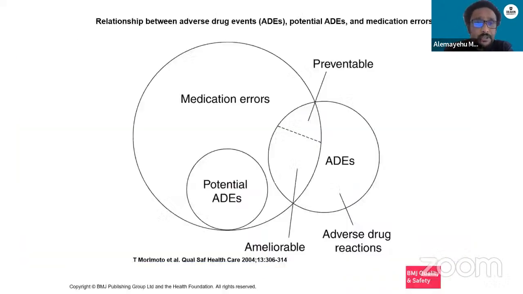Let me show you the relationship between medication errors, adverse drug reactions, and adverse drug events. These are the most common terminologies employed by the patient safety literature. So the basic thing you have to know is that adverse drug reactions are not due to errors. They are due to the intrinsic nature of the medication. Preventable adverse drug events are due to medication errors. Medication errors may result in harm or not.